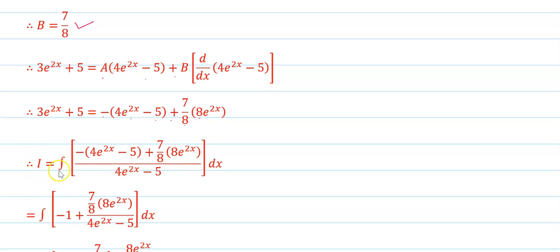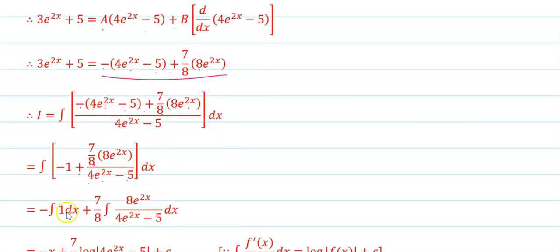Therefore, integral I is equal to integral of the numerator. What is that? 2e^(2x) plus 5. It is replaced by this quantity, which is minus (4e^(2x) − 5) plus 7 upon 8 (8e^(2x)), complete upon 4e^(2x) − 5. Split this up. Therefore, integral of (minus 1 plus 7 upon 8 (8e^(2x)) upon (4e^(2x) − 5)) into dx. If you divide, then you will get 1. It's a minus sign, therefore there is a minus sign.